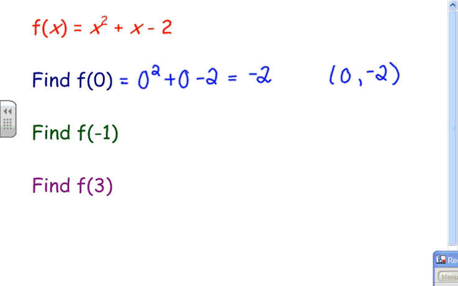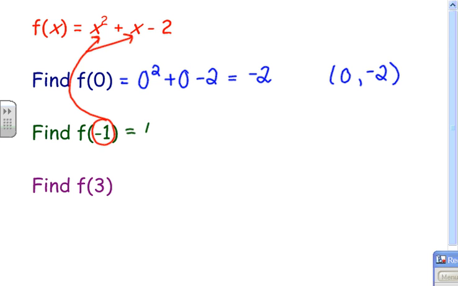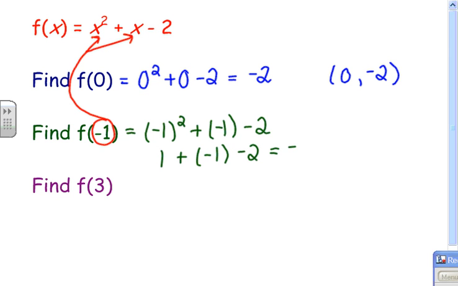To find f of negative 1, we'll substitute negative 1 into our equation for x. This gives us negative 1 squared plus negative 1 minus 2, which is 1 plus negative 1 minus 2, and that's equal to negative 2. So the point (-1, -2) is also on our graph.